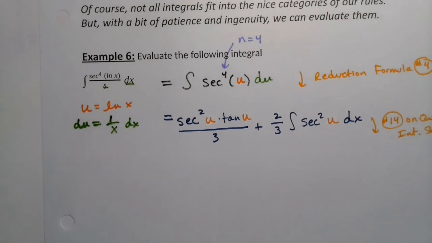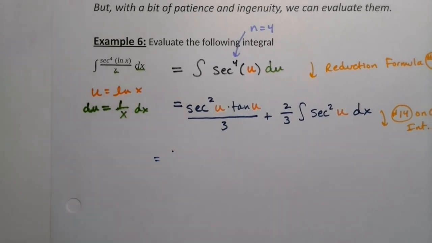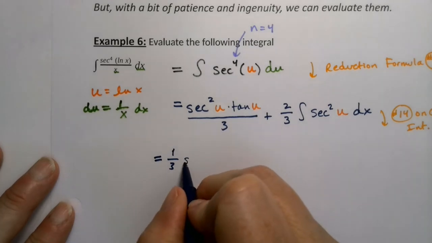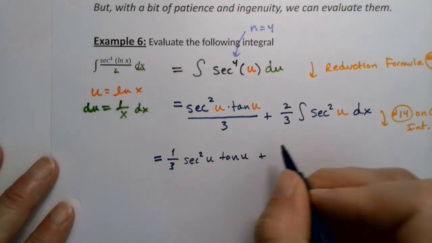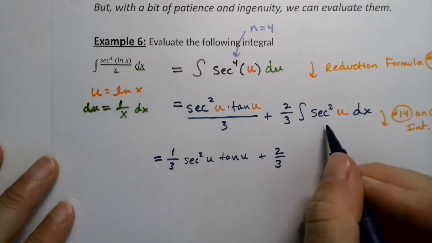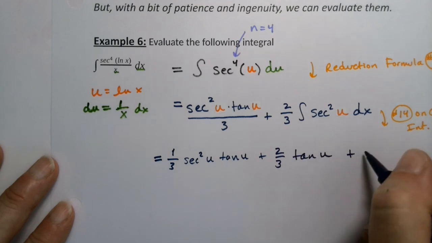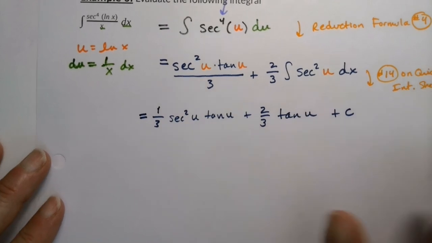Okay, so then we can rewrite this. I'm going to pull this out as a third. So this is 1/3 and then that's secant squared u tangent u plus 2/3. And then according to that quick reference sheet, this would be the tangent of u plus c. Now I'll add my plus c constant of integration, because I finally have finished all my integration.